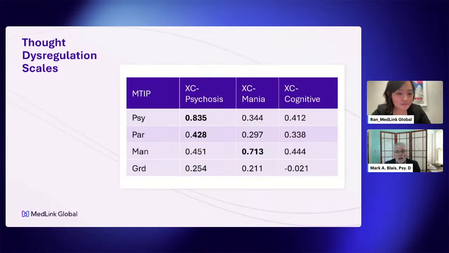And here are the thought dysregulation scales. So our psychosis scale and the cross-cutting measure scale correlated at 0.83. They don't have a paranoia scale, but our paranoia scale had its highest correlation with psychosis, 0.42. They do have a mania scale. Our scale correlated with that at 0.71. And they don't have a grandiosity scale, and there are no strong correlations for that scale across these measures.